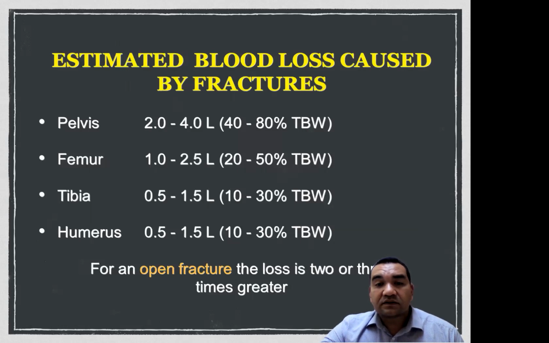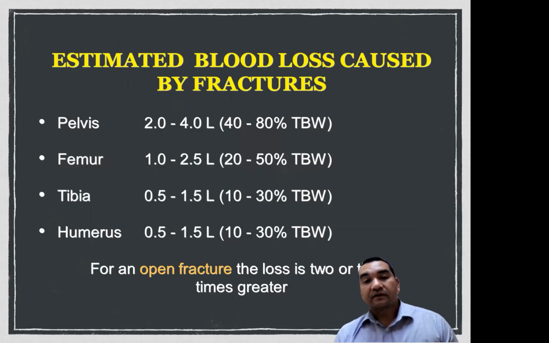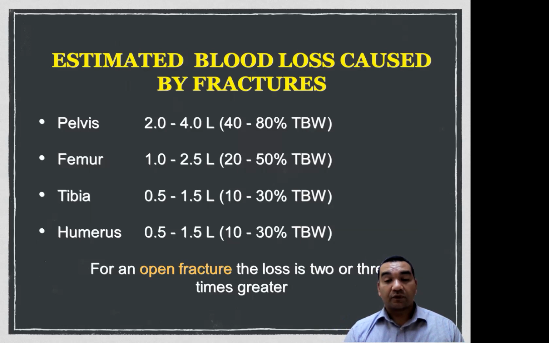For the estimated blood loss caused by fractures, the patient will come to you with broken hands, broken legs, all sorts of fractures, right? So this is the estimated blood loss for fractures. For pelvic fracture, it can go up to 4 liters of blood. For femur fracture, it can go up to 2.5 liters of blood. If you are 50 kilograms in weight, 2.5 liters is 50% of your total blood volume, so it's a lot. A tibia can go up to 1.5 liters and a humerus can go up to 1.5 liters as well. And for open fracture, bear in mind, the loss is 2 or 3 times higher. So with an open fracture, there is even more blood loss.